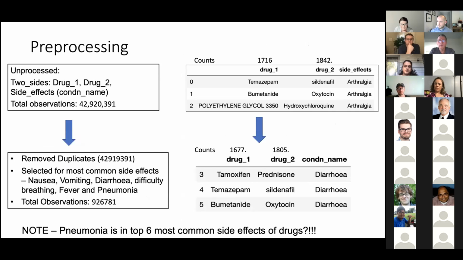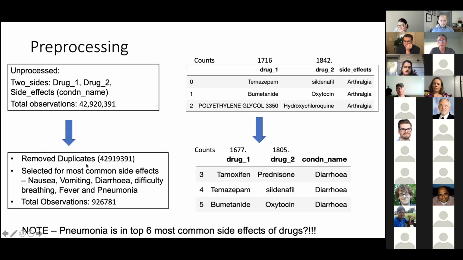So before I build a model or run a model on this data set, I had to pre-process because it's a wide and also a long data set. I had the two sites data set, which had drug 1, drug 2. That's what is shown here. Drug 1, 1716 observations, drug 2 with 1842 observations, and a total of 42 million observations.